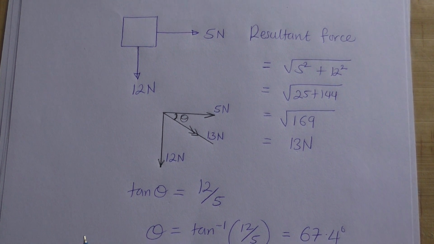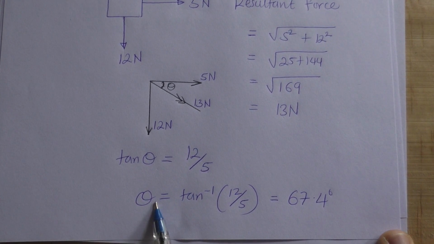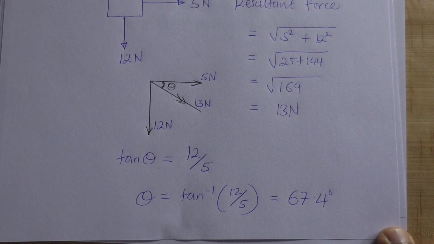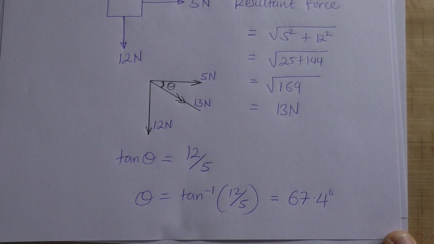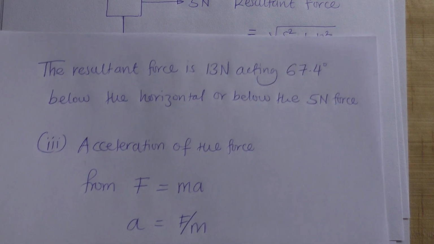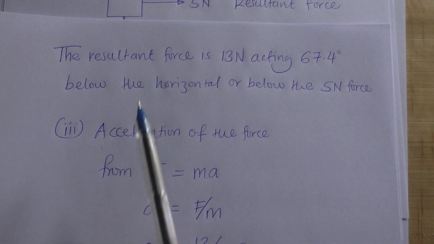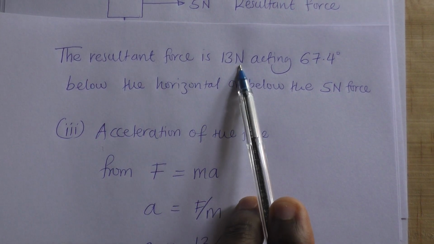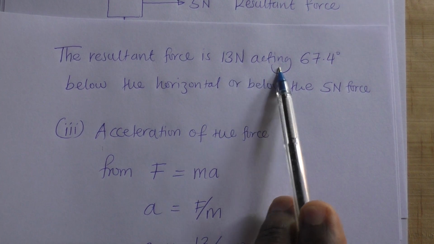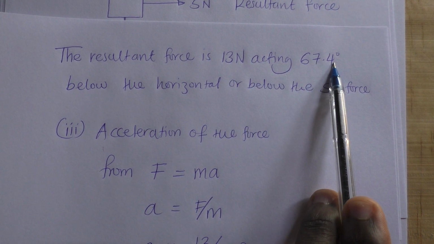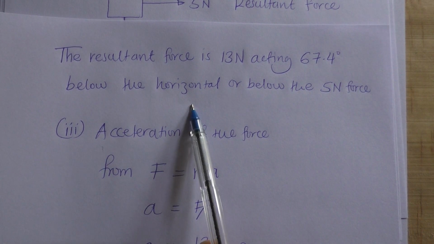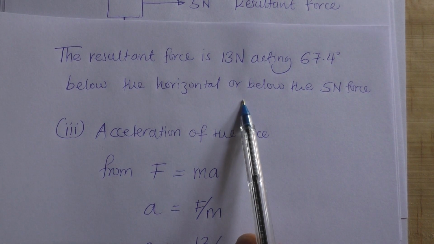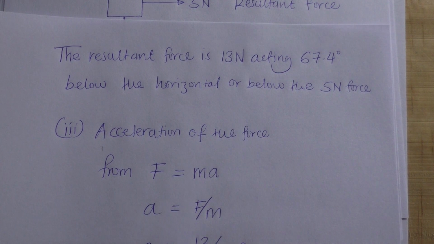Hence, it will give us an angle of 67.4. However, acting below the 5 Newton force. And hence, we shall conclude that the resultant force is 13 newtons acting at 67.4 degrees below the horizontal or below the 5 Newton force.